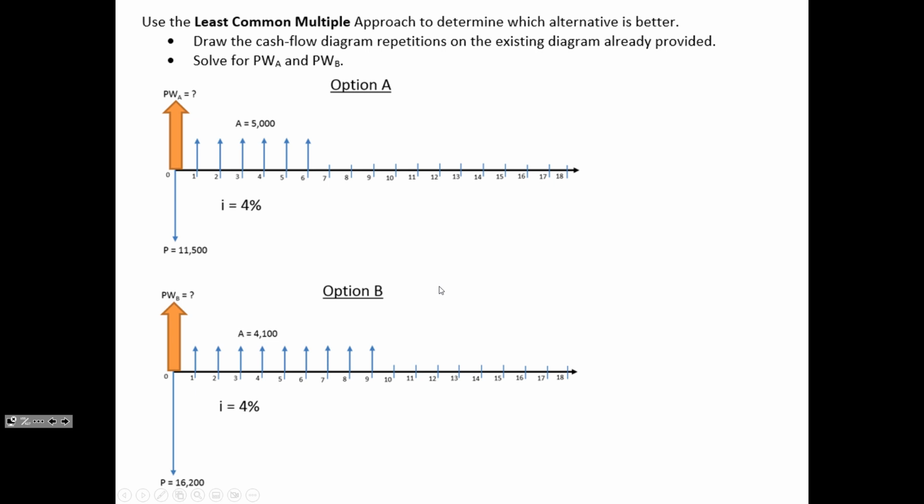And so I suggest, I know that we used Excel in class previously, but let's do this one by hand. It's going to be relatively simple because what you'll have is an annual series and then two isolated future amounts that need to be discounted. So find out the lump sum present worth of option A versus option B.